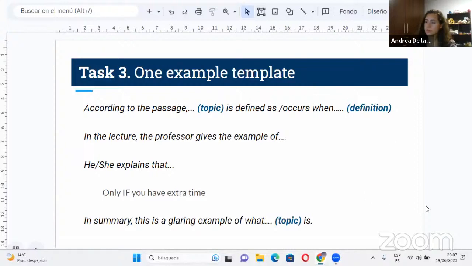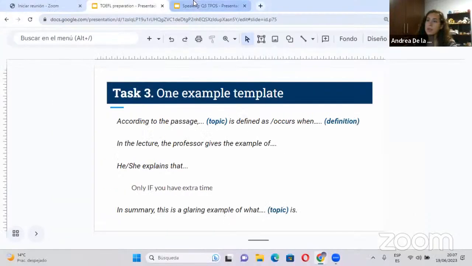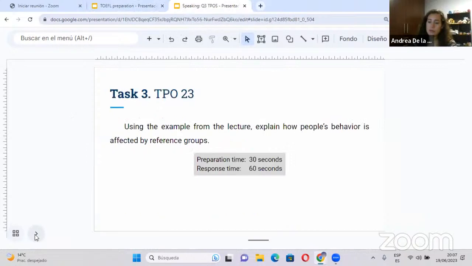Okay, are we done? Okay, that's great. And we're gonna start practicing. Okay, so let's take a look.